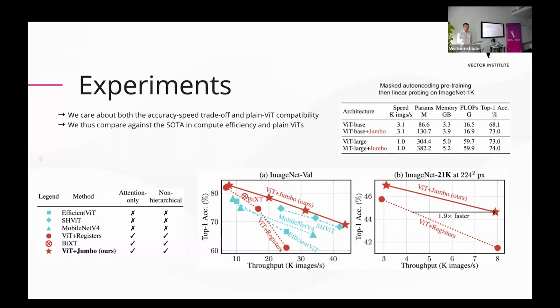On these plots, on the x-axis, we have throughput, which is images per second, so speed on the x-axis. On the y-axis, we have accuracy, so you want to be in the top right of these plots. And so our model Jumbo outperforms the state-of-the-art against compute-efficient architectures, which is a big deal, but it retains the plain ViT advantages.